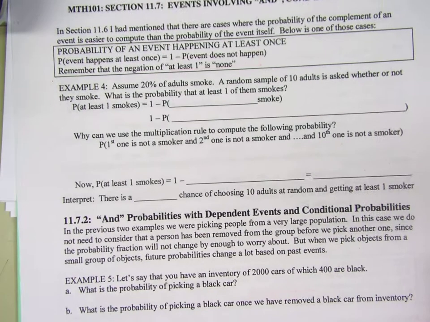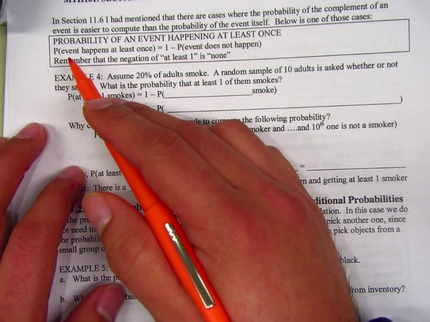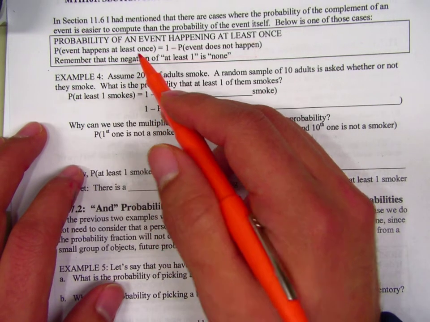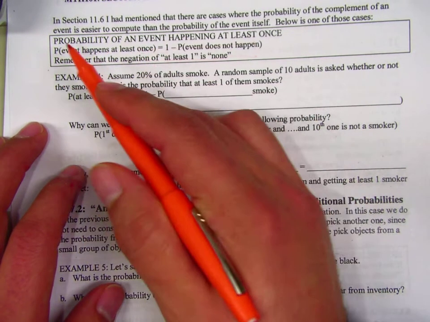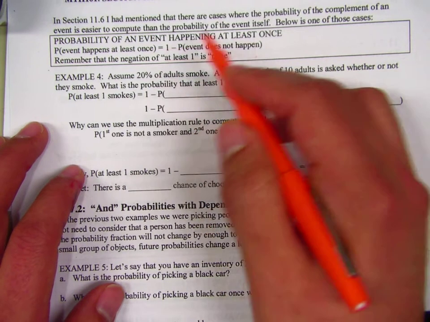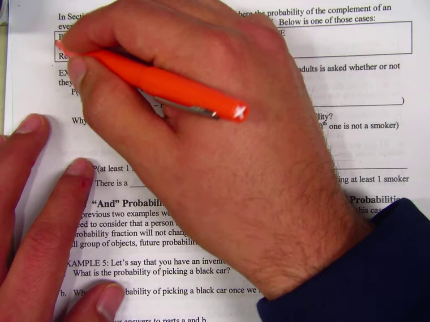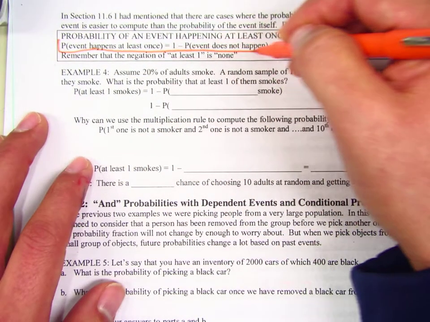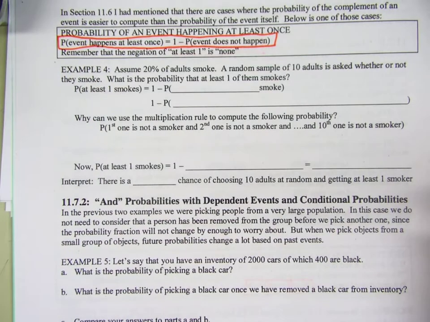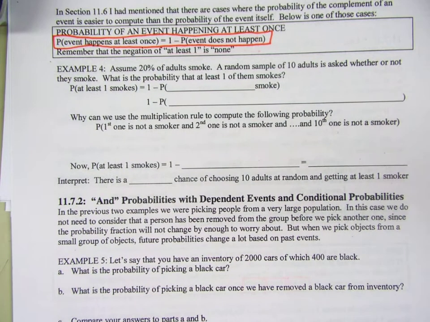Then, yesterday, we also talked about probabilities of events happening at least once, how that's actually really complicated a lot of times to figure out. So it's easier to look at the opposite probability and then subtract it from 1. Okay? So remember this. This is going to be important. And just quickly read through example 4.